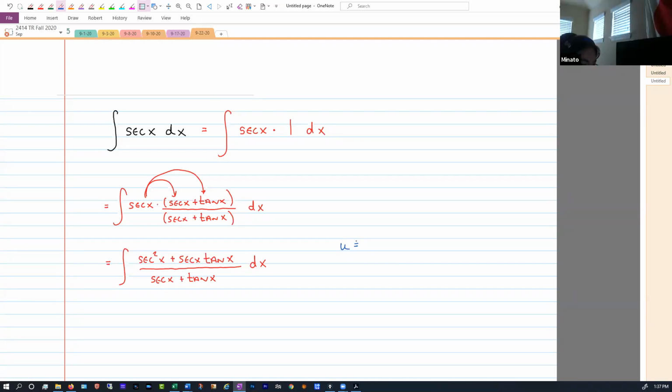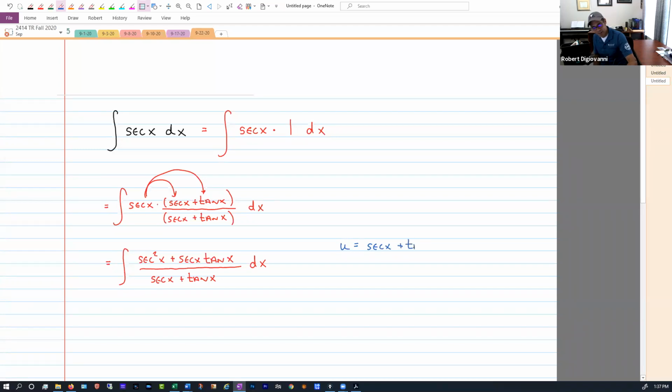Close. It'd be the whole bottom. The whole bottom is u: secant x plus tangent x. Okay, what's the derivative of that? Well, what's the derivative of secant x? You can do these separately because there's addition between them. Derivative of secant x is secant x tangent x plus the derivative of tangent x, secant squared x, dx. That's the whole frickin' numerator. That's exactly the numerator.